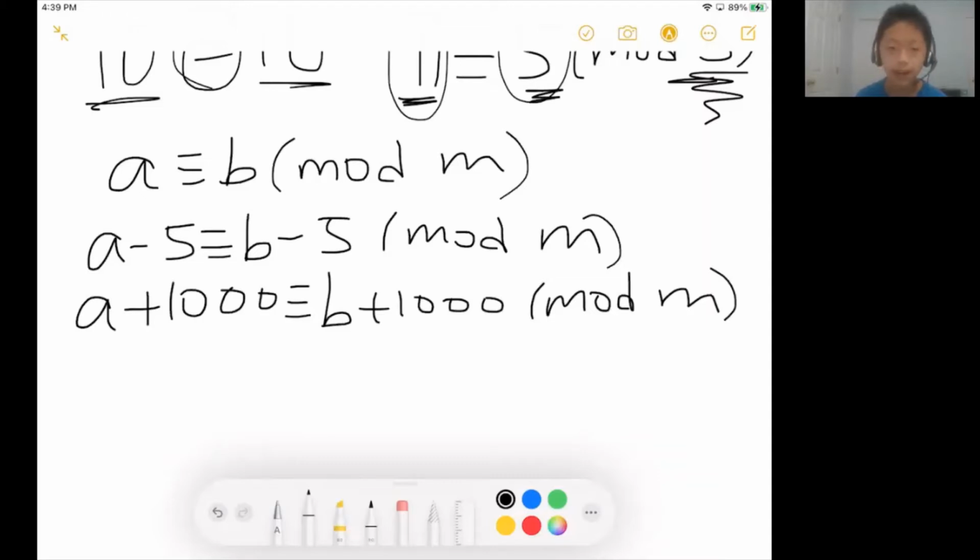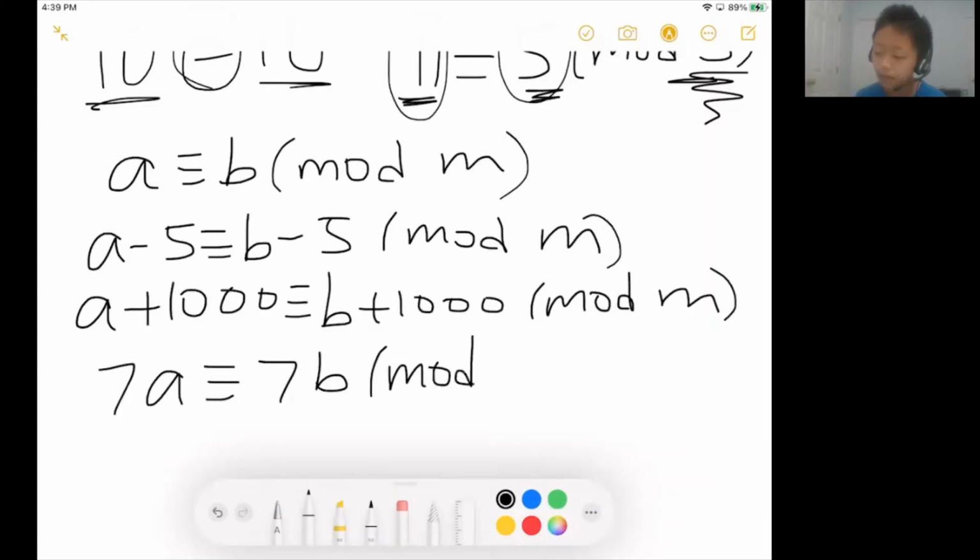We can also multiply the same thing on both sides. So for example, I can multiply both sides by 7. So I can say 7a is congruent to 7b mod m. So we see that addition, subtraction, and multiplication, we can do all of those with these congruences, but it turns out we can't exactly do division. We can kind of do division, but we would have to be really careful.